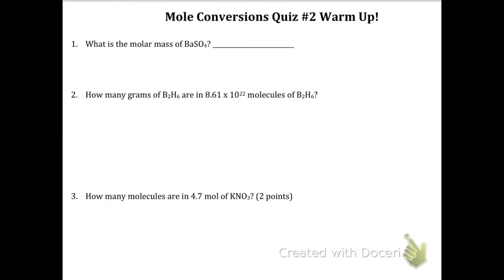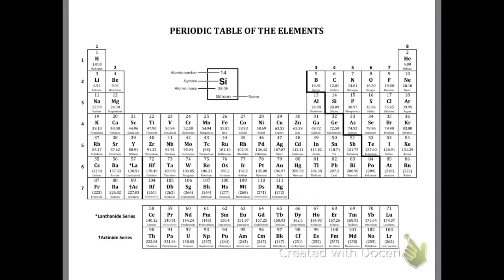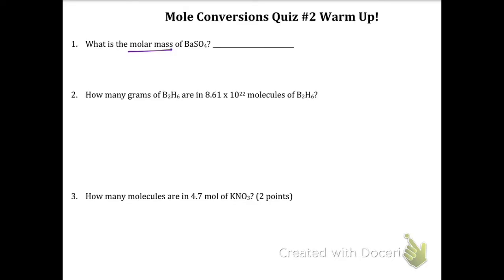Okay, so here we're going to find the molar mass of barium sulfate. So if you use your periodic table, you need to find barium, sulfur, oxygen. Okay, so 1 barium, 1 sulfur, 4 oxygens added up all together gets us 233.39 grams per mole. Okay, let's now solve these problems.